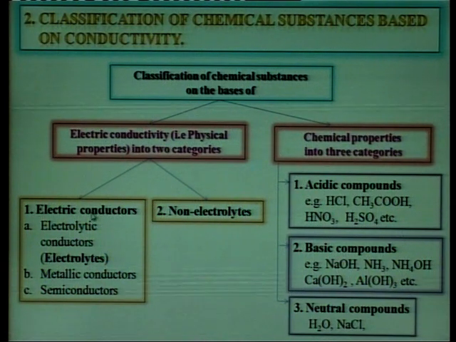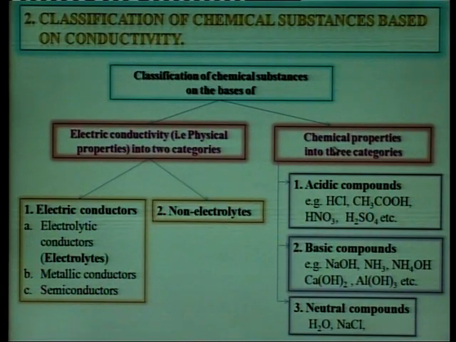We can classify chemical substances into two broad categories based on whether they conduct or not: electric conductors and non-electrolytes, or non-conductors. Electric conductors means any material which conducts electric current. It may be an electrolyte, a metallic conductor, or a semiconductor too. Non-electrolytes are those substances that do not. We are going to discuss these two important classes of compounds which have been classified on the basis of electric conductivity.